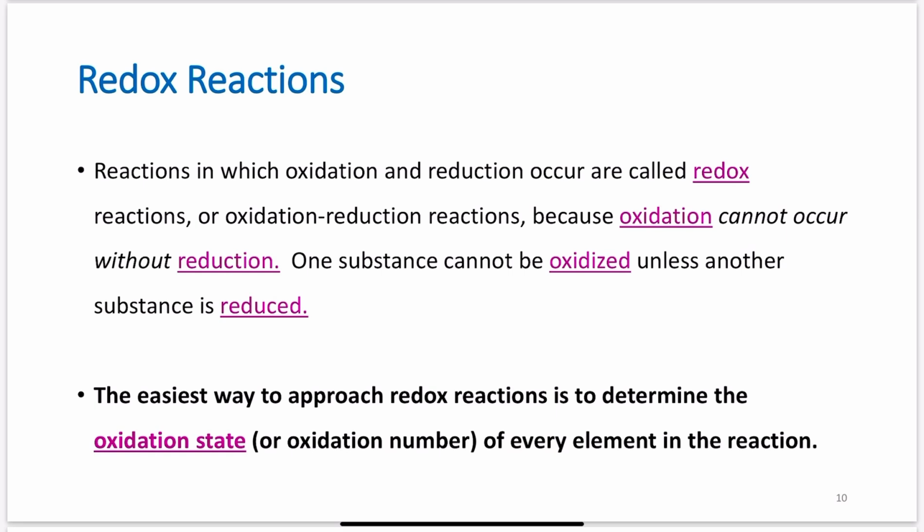We cannot create nor destroy things just because we don't want to have to deal with it in a balanced equation, okay? We have to identify where it's coming from, where it's going. So one substance cannot be oxidized unless another substance is reduced. The easiest way to approach redox reactions is to determine the oxidation state or oxidation number of every element in the reaction. Then we can identify where they're coming and where they're going.